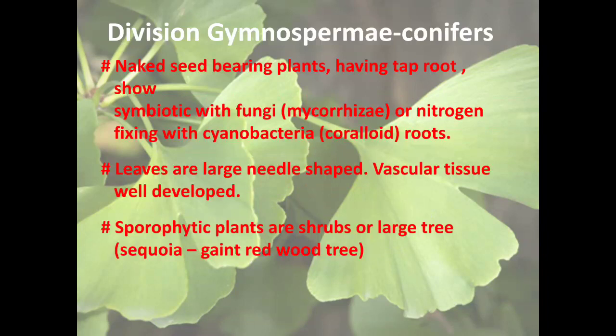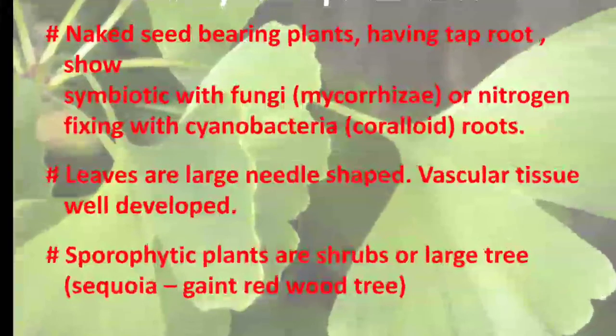gymnospermic is also known as the conifers, because the canopy of the plant is just like a cone. If we look at the canopy, the outer structure of these gymnospermic plants, we find that they are just like a cone structure. So they are known as the conifers. The main characteristic is that they are naked seed bearing plants, meaning the seeds are not enclosed in a seed coat. So seeds are totally naked.